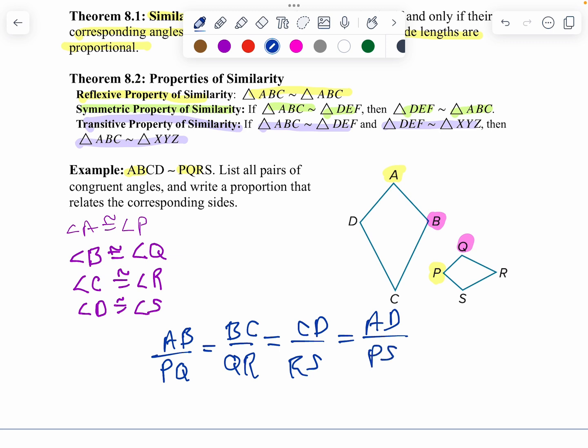I could have those switched around just as easily. So I could say the ratio of PQ is to AB, doesn't matter the order we do them, as QR is to BC, as RS is to CD, as PS is to AD. I get the same thing no matter how I do that.